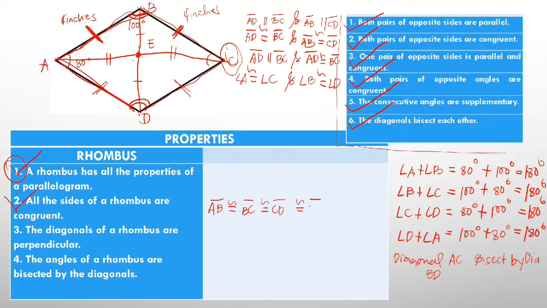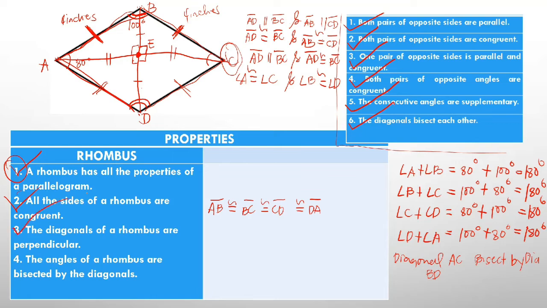Okay? Now, next is, we have number 3. The diagonals of a rhombus are perpendicular. So, ibig sabihin, kapag sinabi nating perpendicular, it creates 90 degrees. So, yung diagonals natin na BD and AC are perpendicular. So, ibig sabihin, the measurement at the center is 90 degrees. Okay po. So, number 3 natin, the diagonals of a rhombus are perpendicular.